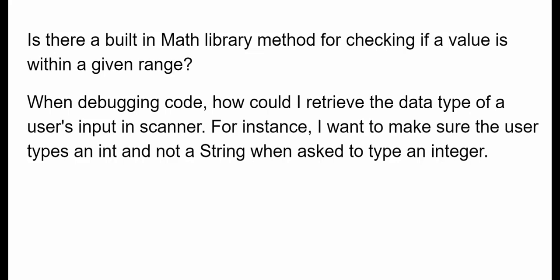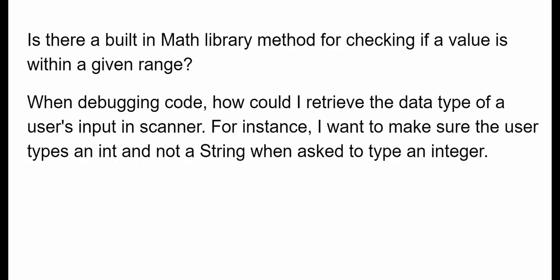Several students asked questions like this. Is there an easy way to check if a value is in a given range? Or if the user types something into a scanner, how can you check to make sure what data type it was? In general, this kind of thing is called input validation, because you're trying to check if the user's input is valid according to some criteria that you have.